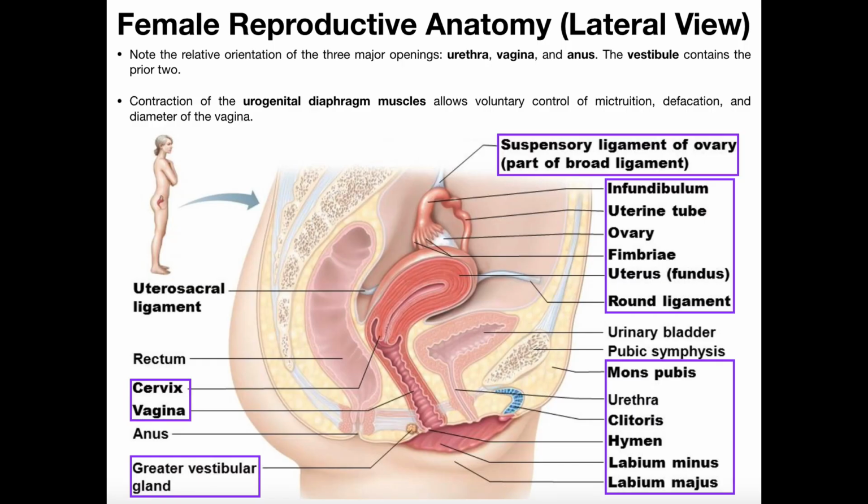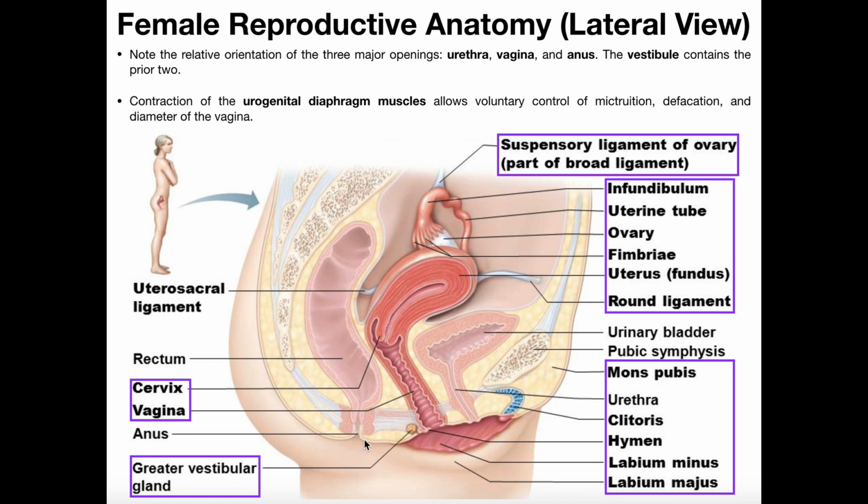So, we're going to start by looking at a lateral view of this. Now, we're going to mainly look at the big picture structures. We're not going to worry about the ligaments in this picture. But there's one thing I want to point your attention to, and it's the relative orientation of the three major openings that females have down here. We're going to start with the posterior one. This is, of course, the anus. Now, this is not part of the reproductive system. This is actually the exit point, the most distal part of the digestive system. But notice that it is the most posterior.